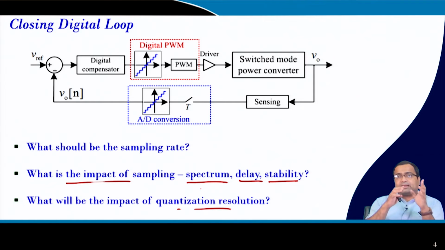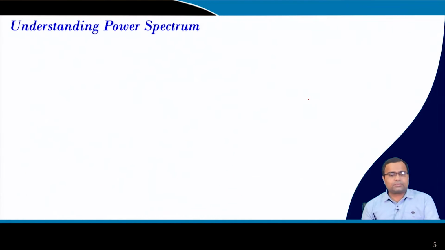And if we take a different sampling rate, then if I take the power spectrum of the actual analog output voltage, and if you take the power spectrum of the discretized or digitized voltage, whether they are going to be the same or different. So, we need to first understand the power spectrum.